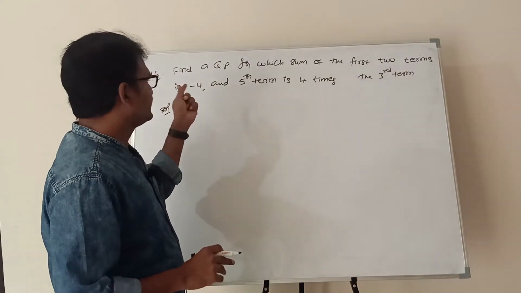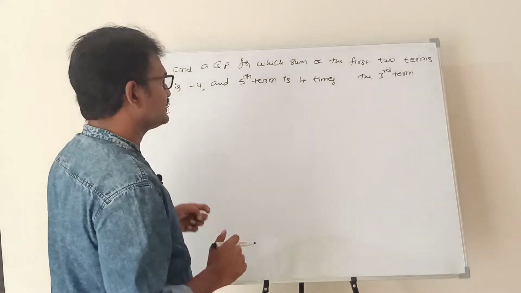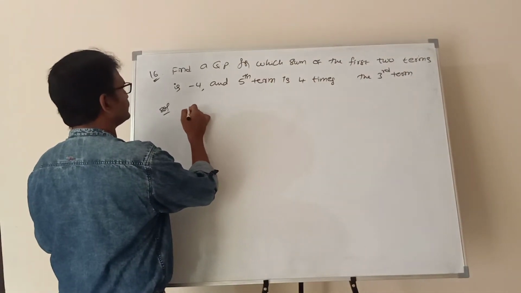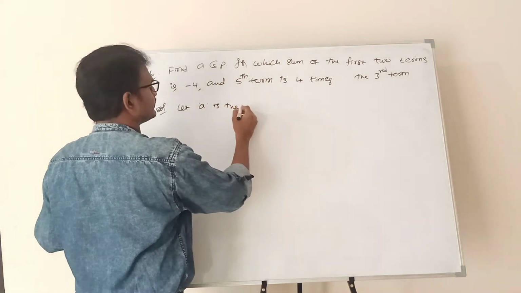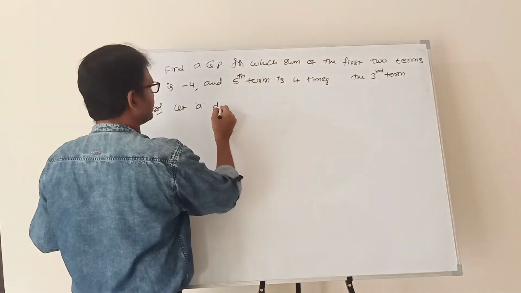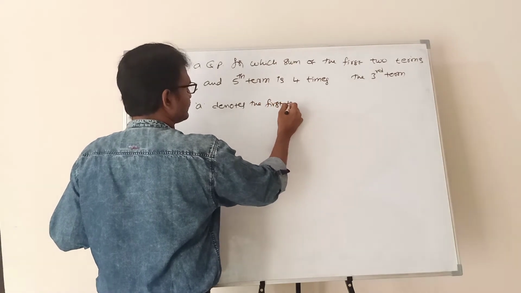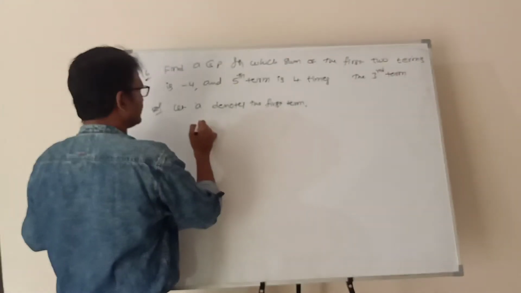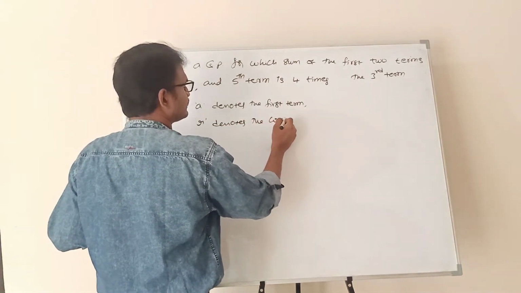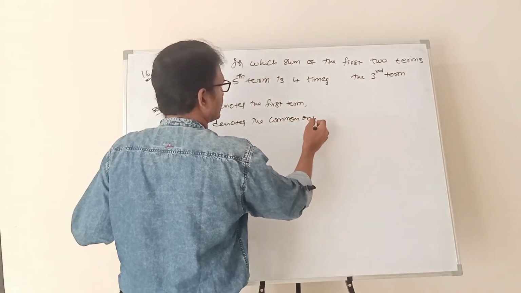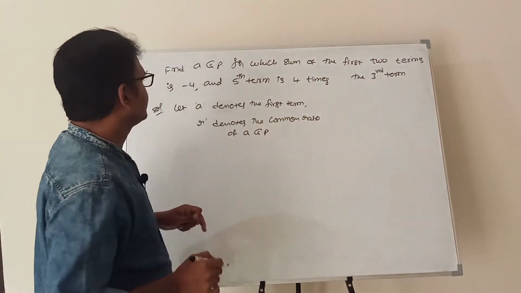Problem: find a GP for which the sum of the first 2 terms is minus 4 and the fifth term is 4 times the third term. In this problem, let A denote the first term, and R denote the common ratio of the given GP.